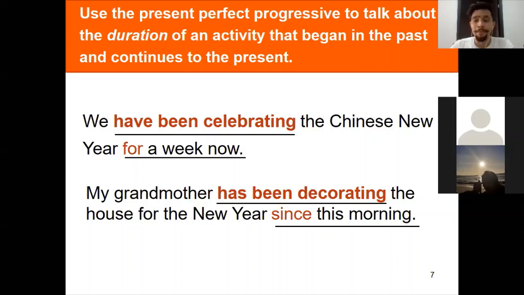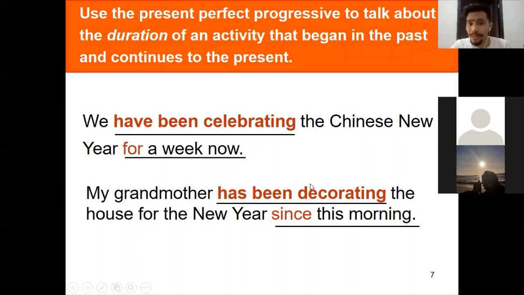Yes, you are right. One more thing that you guys have to take into account is this. For the perfect tenses, you know that we use for and since. I'm going to give you a review because I know that you know how to use for and since. We use for when we speak about the amount of time that the action takes. So, we have been celebrating the Chinese New Year for a week now. That is the amount of days that they have been celebrating this, right? So all the days together, the quantity of them.